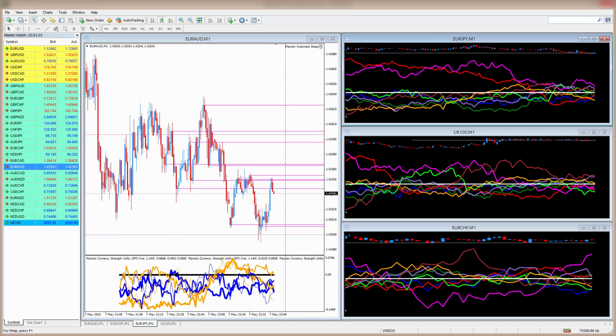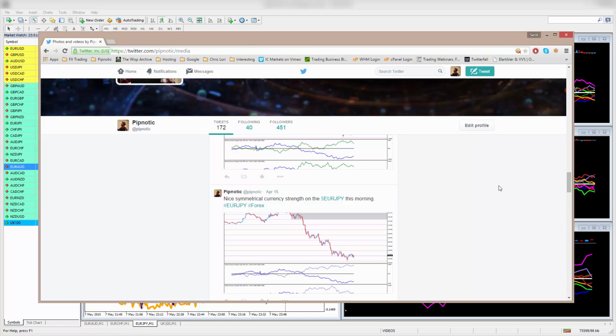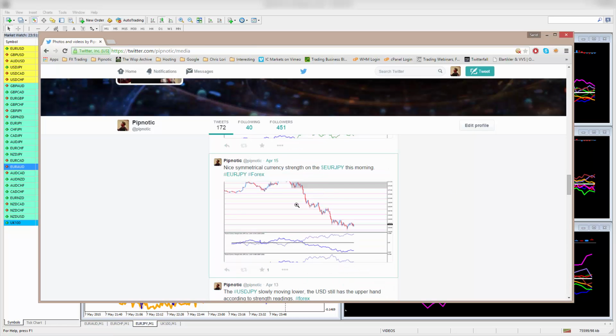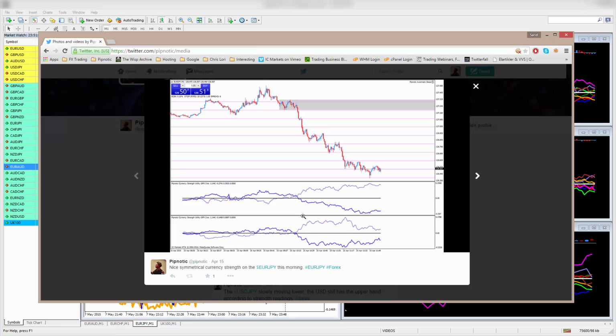I'd like to show a few examples that I posted via Twitter that I think illustrate very clearly what we're looking for here. Okay, if we see here, we have this example. This is a very nice symmetrical currency strength divergence on the euro Japanese yen. As you can see, the euro is the blue one and the Japanese yen is the purple one. We have this grey box here, and the grey box simply tells us where the session opens. So this is the European session, which opened just here.